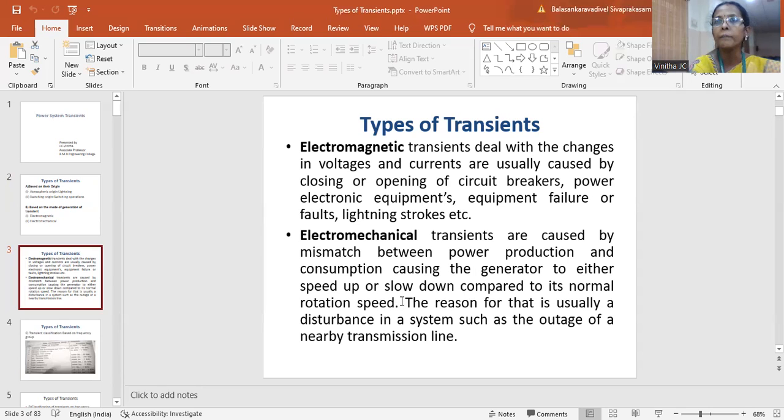For example, if the speed of the turbine is suddenly reduced or suddenly increased, what may happen? It may affect the input side or the output side, depending upon the input to the turbine. So that may increase the speed of the generator or reduce the speed of the generator. This is the main factor for the faults that occur in the power system. This is termed an electromechanical transient. So this is the second type of transient.